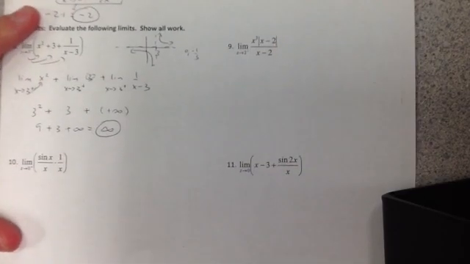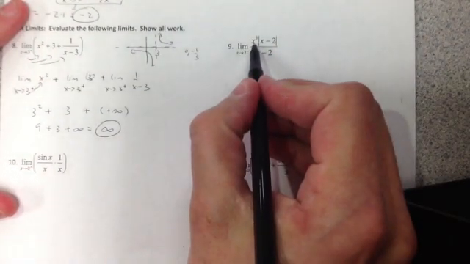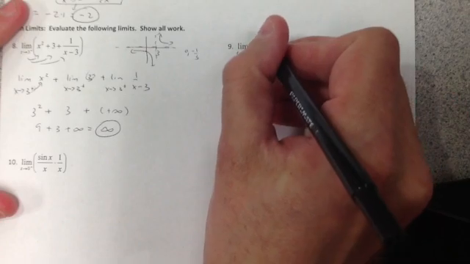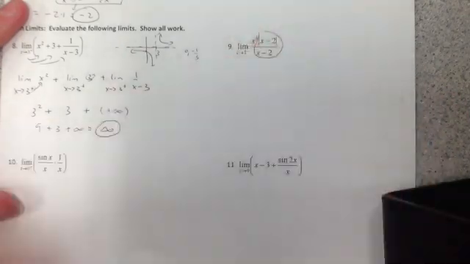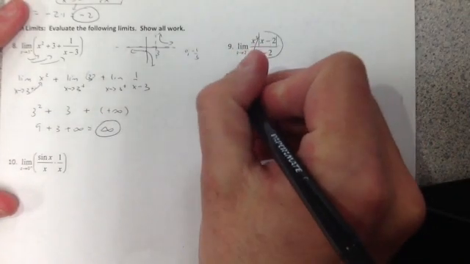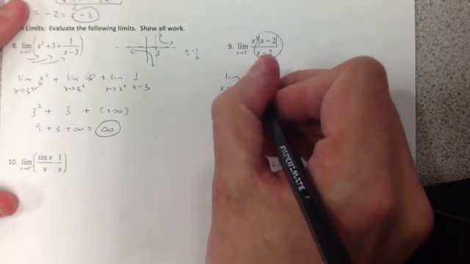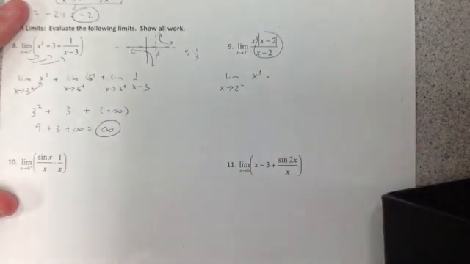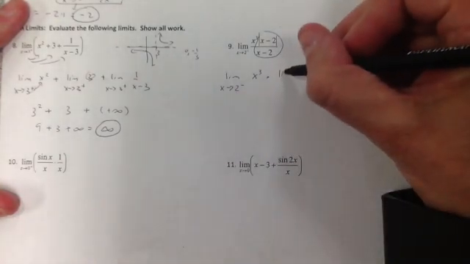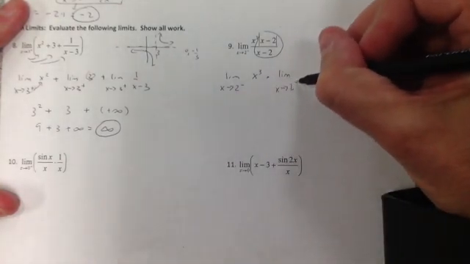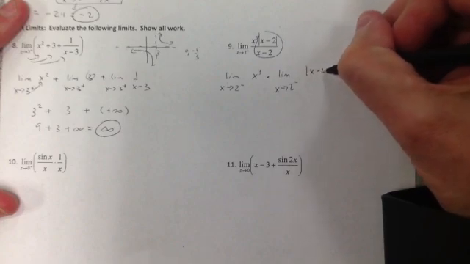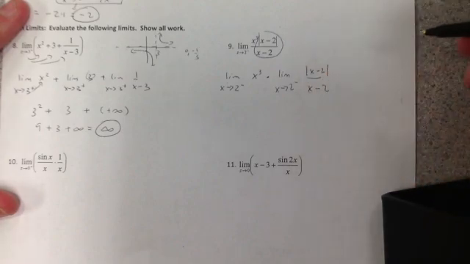Okay, let's take a look at number 9. Now notice this has this x cubed, and then it has our, take a look here, our weird absolute value function. So I'm going to write this as multiplication. The limit as x approaches 2 from the left of x cubed times the limit as x approaches 2 from the left of the absolute value of x minus 2 over x minus 2.